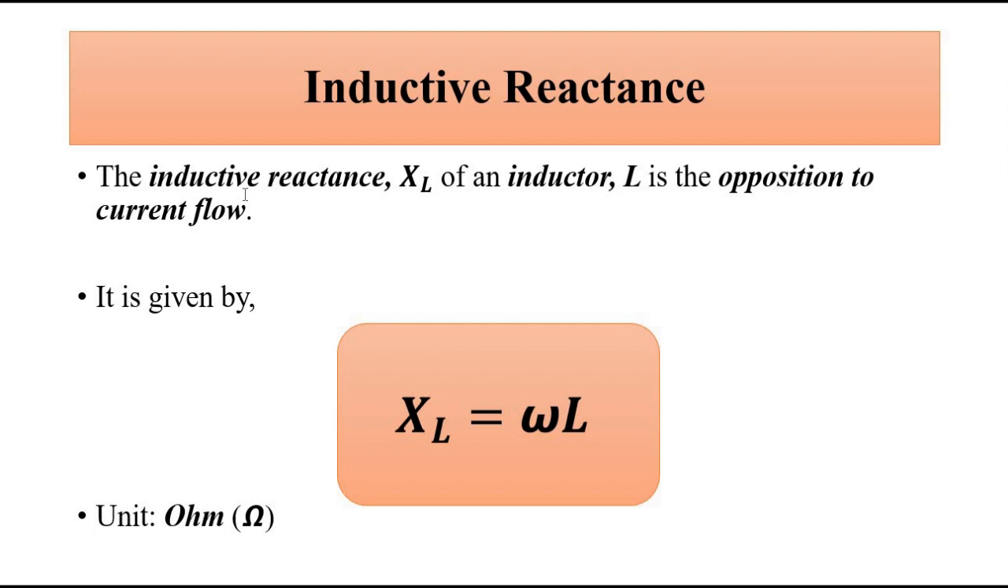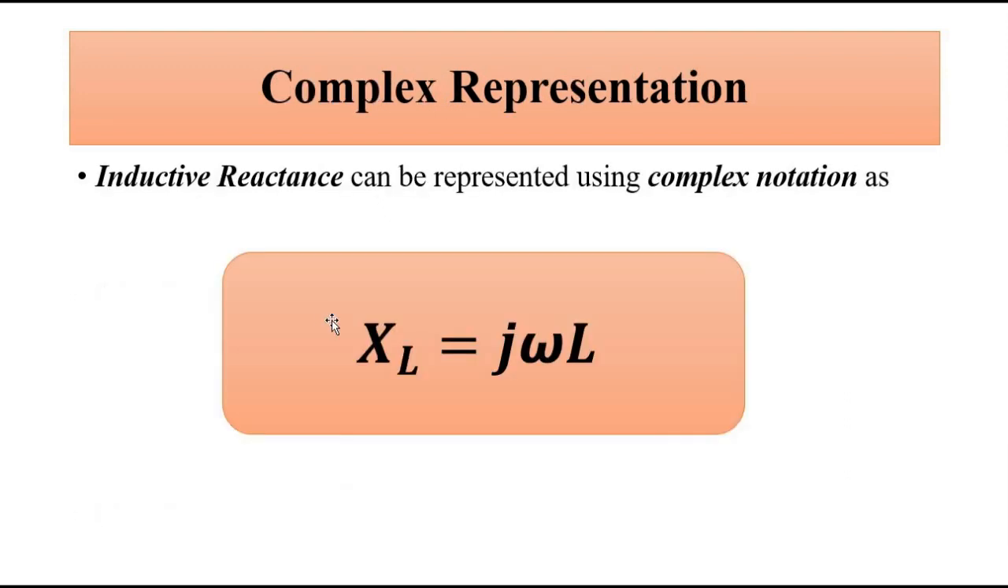This is the simple expression. In terms of the complex representation, it is expressed as j omega L. Capacitive reactance was expressed as 1 by j omega C or minus j by omega C. Here it is plus j omega L. J is in the numerator.